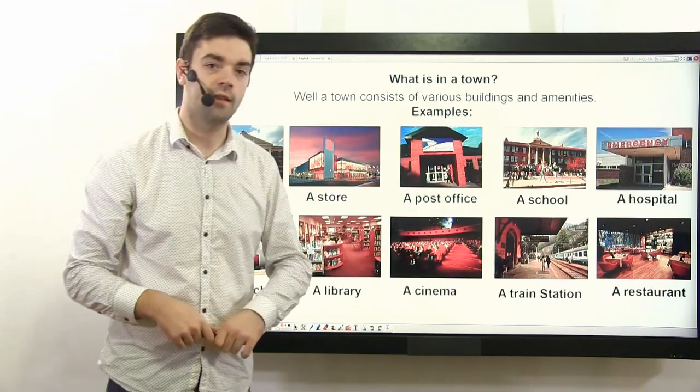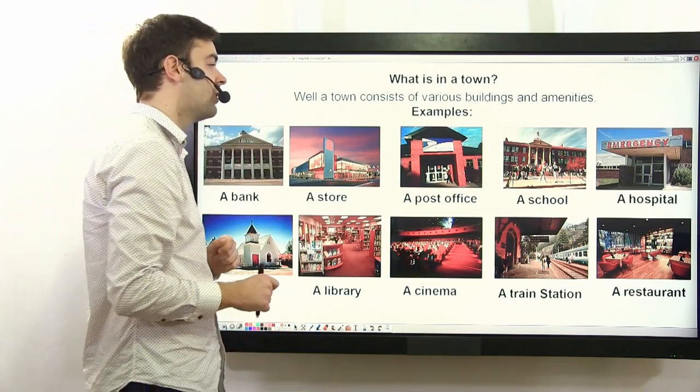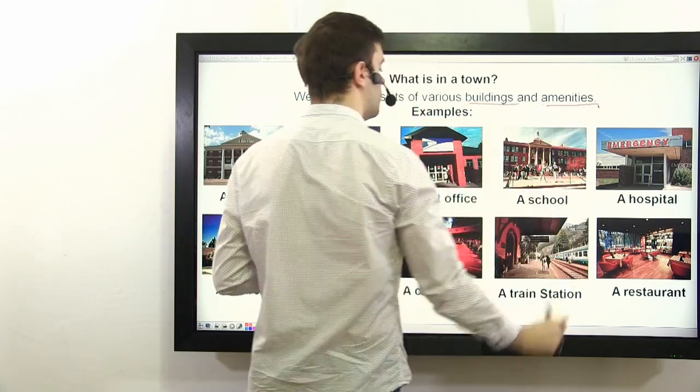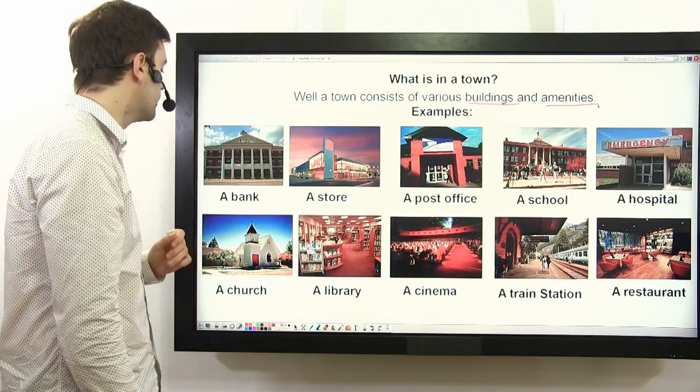So what is in a town? Well, a town consists of various buildings and amenities. So what does that mean? Well, let's take a look at some examples.